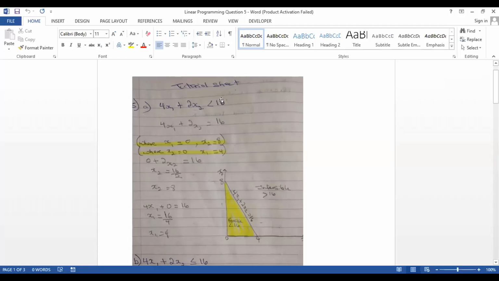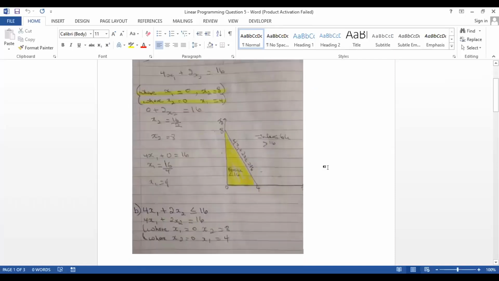Now, what we have here is a statement, but we want to convert that into an equation so we can solve for the different variables, which is x1 and x2. In order to do that, I just remove the less than sign and put the equal sign. So it now becomes 4x1 plus 2x2 equals 16. And to solve for the different variables, we have to equate each one to 0.